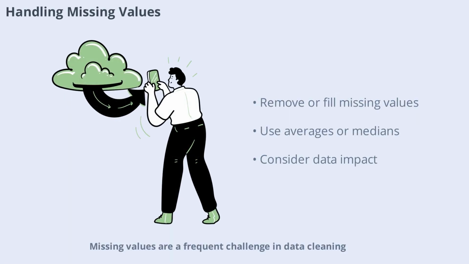Missing values are a frequent challenge in data cleaning. They can occur for various reasons, such as data entry errors or incomplete data collection. There are several strategies to handle missing values, including removing rows, filling in values with averages or medians, or using more advanced imputation techniques. The best approach depends on the nature of your data and the importance of the missing information. Carefully consider the impact of each method before making changes, as improper handling can introduce bias or distort your analysis.